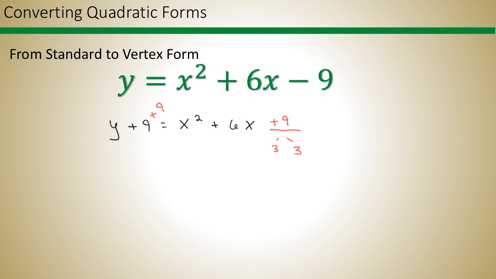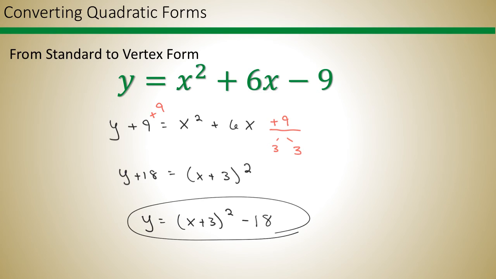All right, so now we're going to simplify the left side, and that's going to be y plus 18 is equal to, and we're going to factor the right side. We're looking for factors that multiply to make 9 and add to make 6. It's going to be 3 and 3. So that becomes x plus 3 squared. And then that 18, we're going to move to the other side. So y is equal to x plus 3 squared minus 18. And that is vertex form.